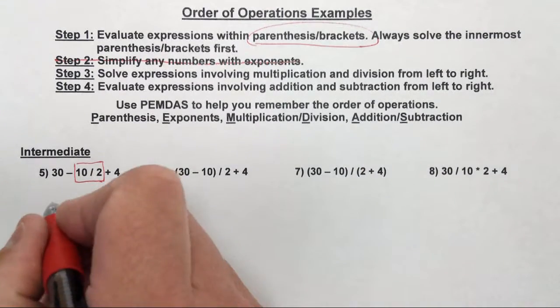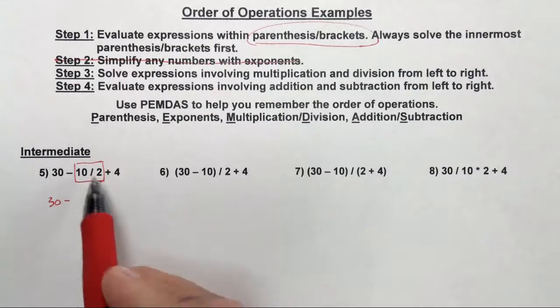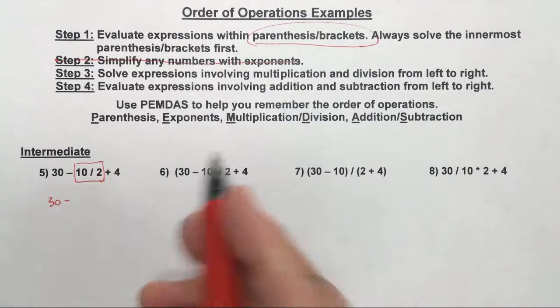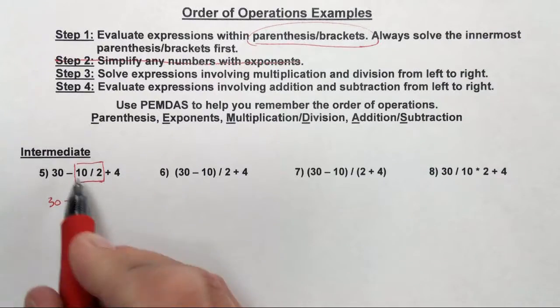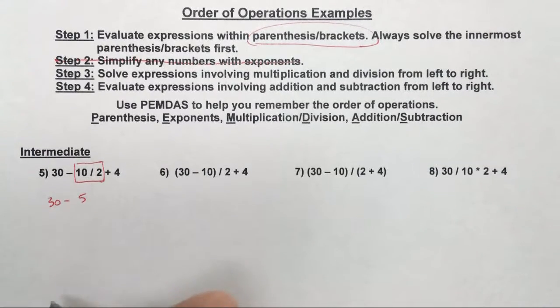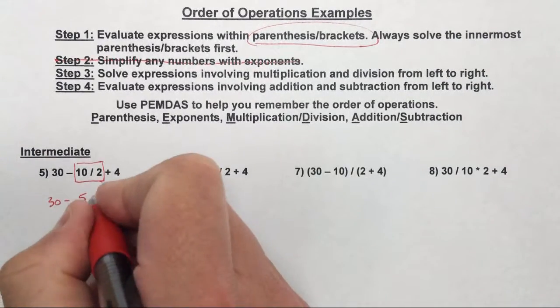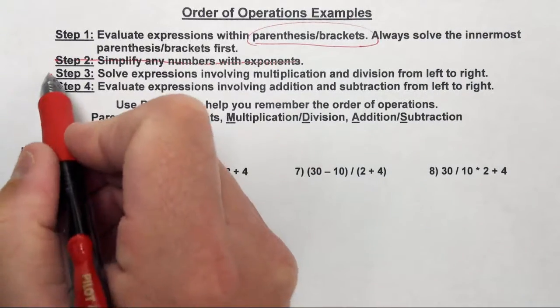So according to this, I have 30 minus, well, what's 10 divided by 2? Well, that's 5. Or you could say a negative 10 divided by 2 is a negative 5, either way you want to look at it. And then we have plus 4. So I've taken care of step 3 here.